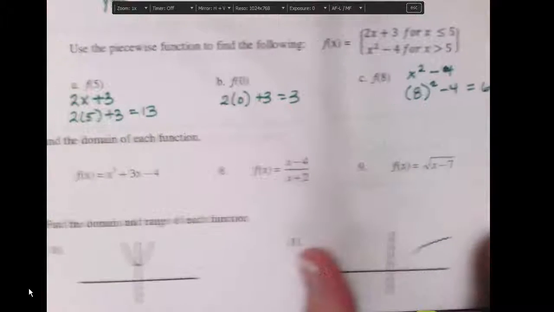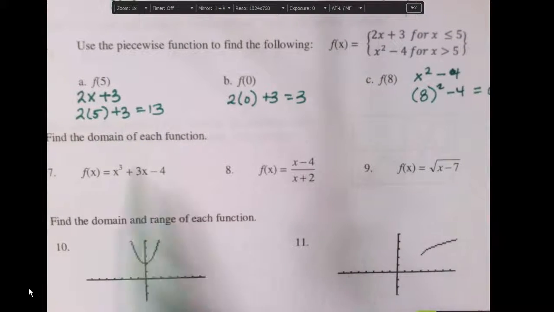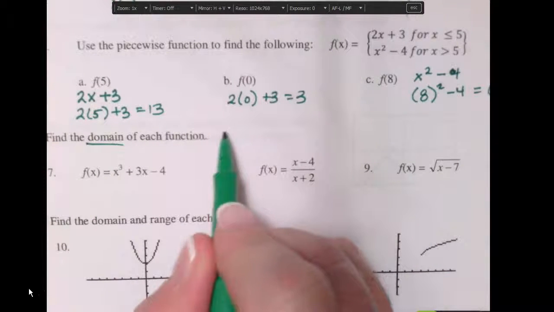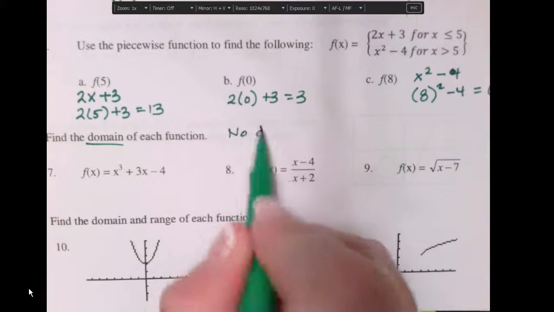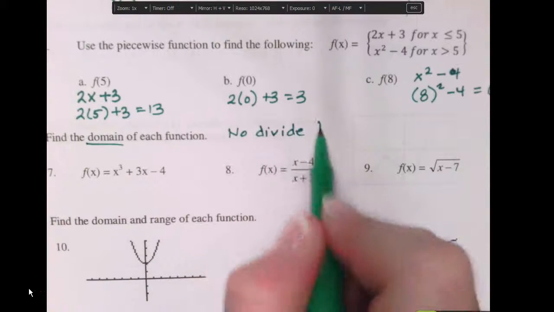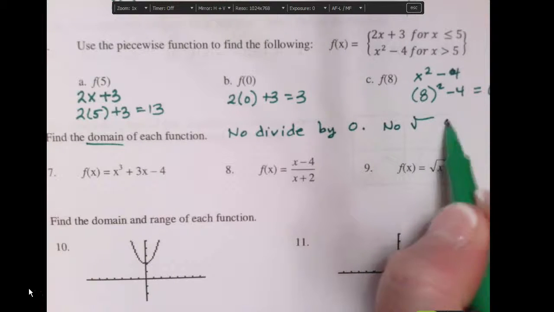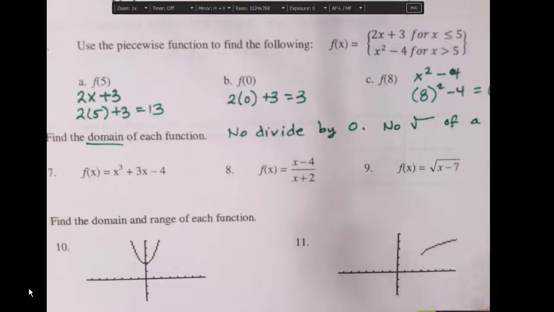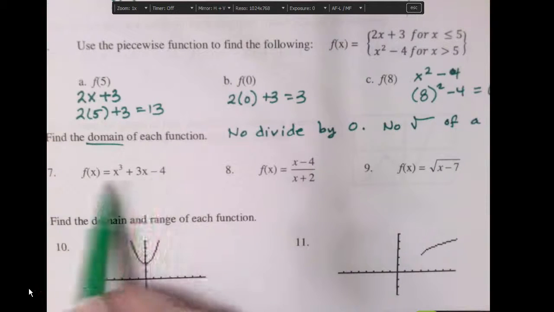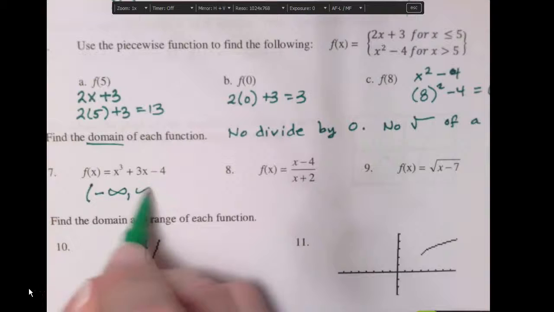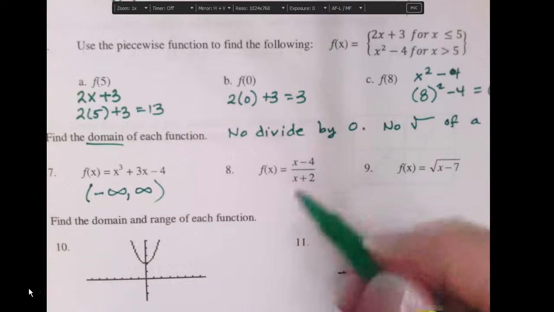In numbers 7, 8, and 9, I'm finding the domain of each function. So pretty much, when I'm talking about domain, I can't divide by 0, and I can't take the square root of a negative number. So there's no division in this problem and no square roots, so my domain is negative infinity to positive infinity.